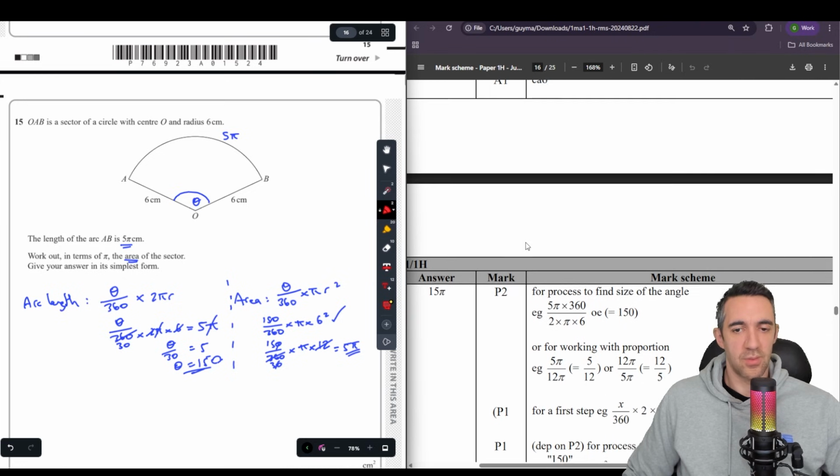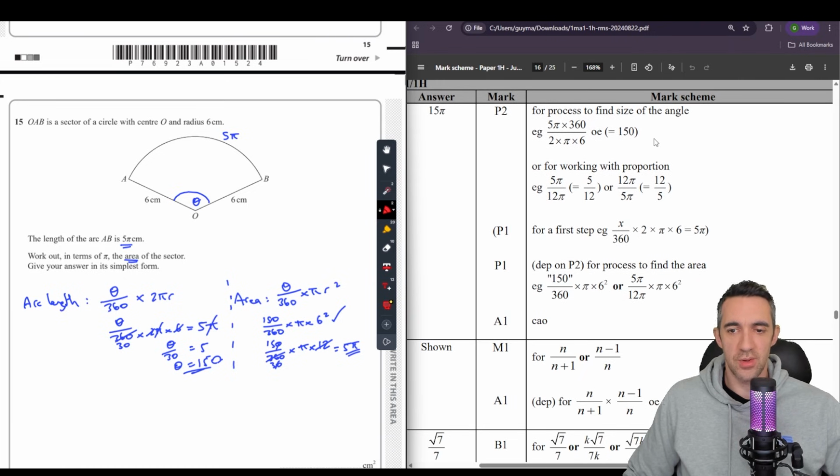Sector. Some good marks here potentially. So process to find angle. So we have 5 by 8. Yeah, we did all that. Equals 150, and we found 150. There's no mark for 150, but it's 2 marks for that process, P2.